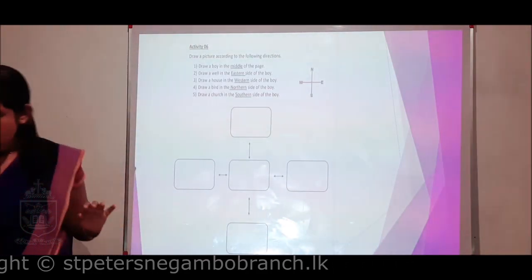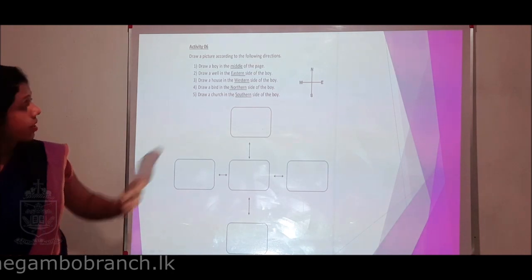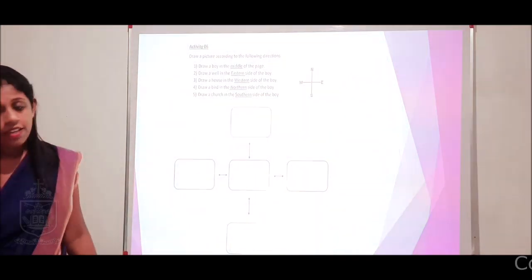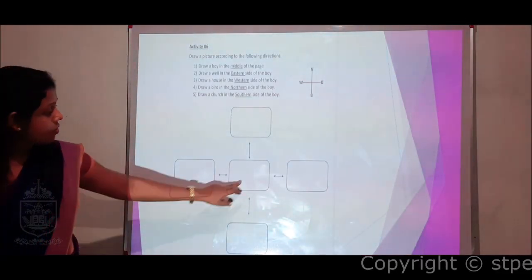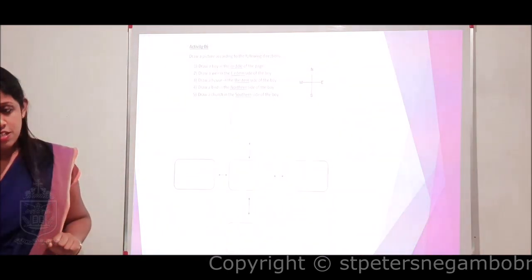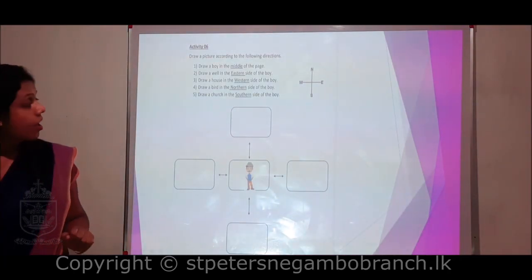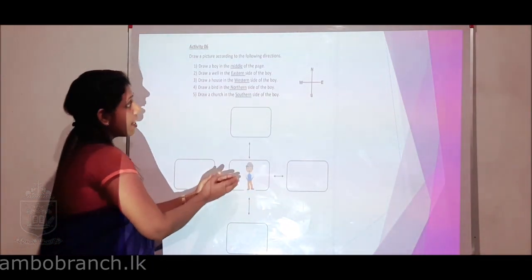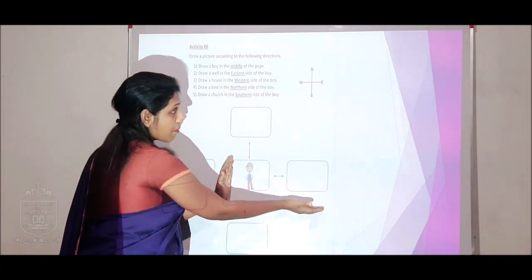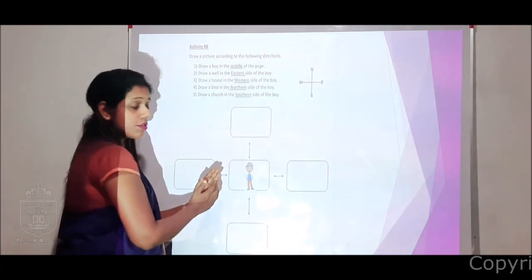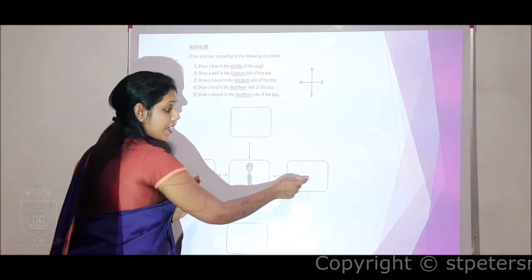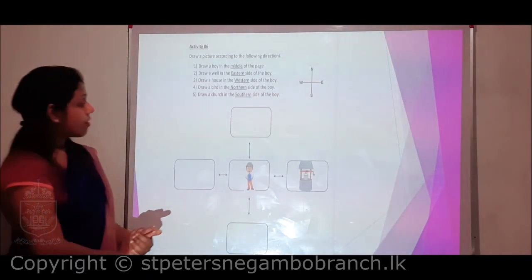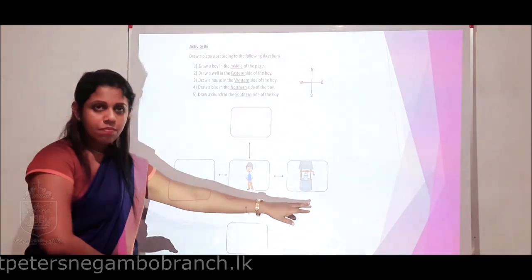Okay. Now, we'll do this. According to the instruction, you have to draw a boy in the middle of the page. That means here. Okay. Now we drew a boy in the middle of the page. Draw a well in the eastern side of the boy. So this is the eastern side, so I am going to draw a well in the eastern side of the boy.